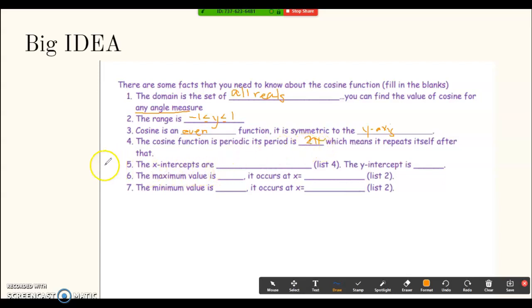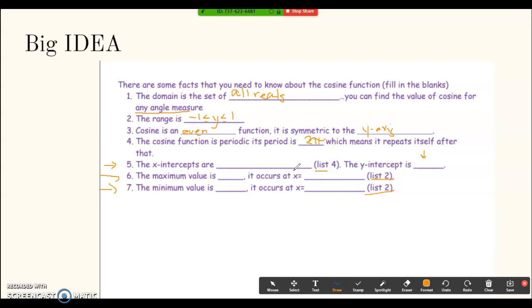Now, what I want you to do for 5, 6, and 7 is I want you to find the x-intercepts. I want you to list 4 of them. And then I want you to find the y-intercept. I also want you to find the max values. You need to list 2 values where that occurs at x. And the min value, list 2 values where that occurs at x.